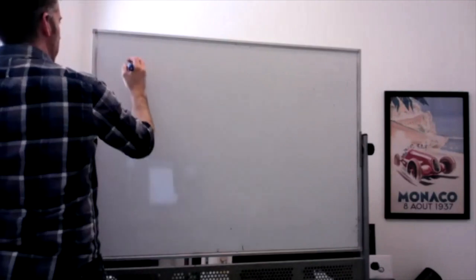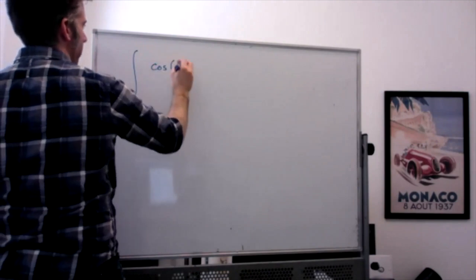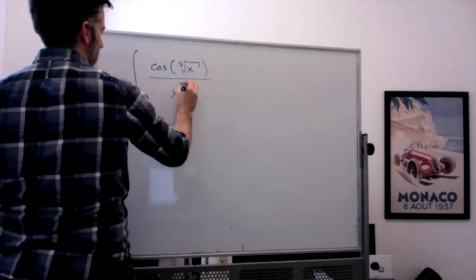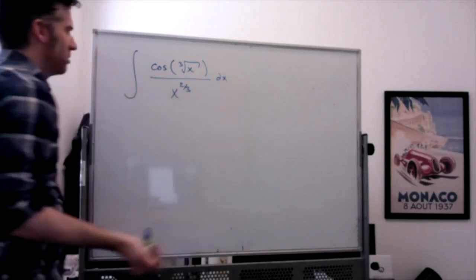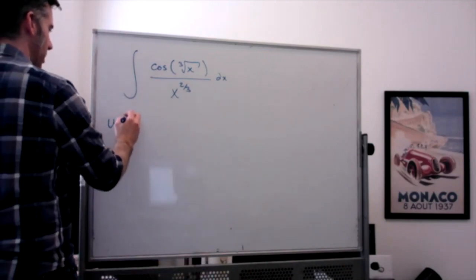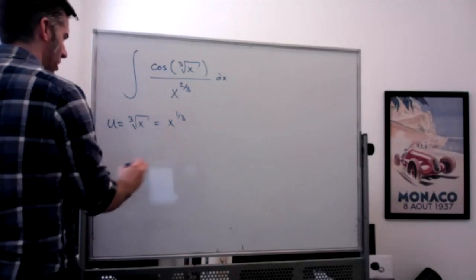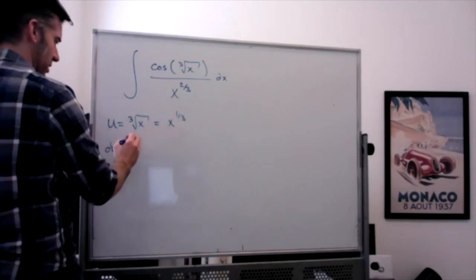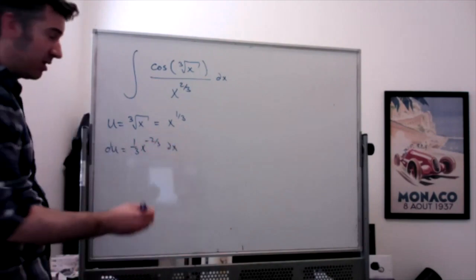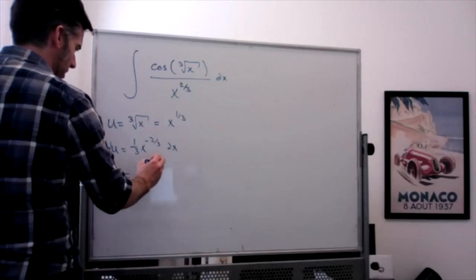Say something like the integral of cosine of the cube root of x divided by x to the 2/3. Let's just do this one as an indefinite integral. So here you could let u equal the cube root of x, which is x to the 1/3. And then your du would be, well, the derivative of this is 1/3 x to the negative 2/3 dx. Multiply both sides by 3, we get 3 du equals x to the negative 2/3 dx.